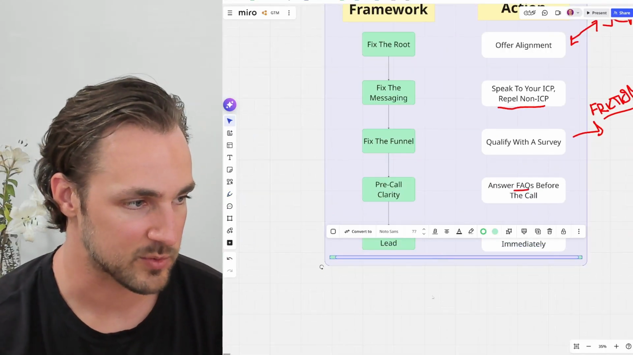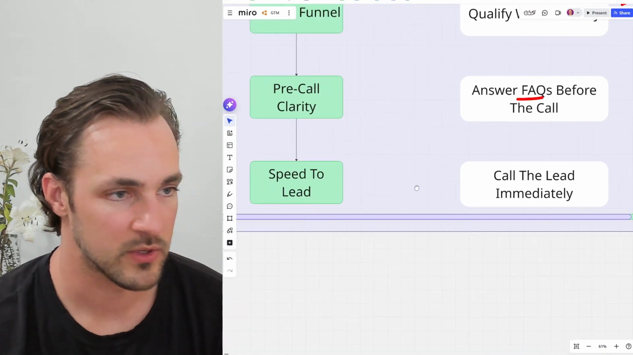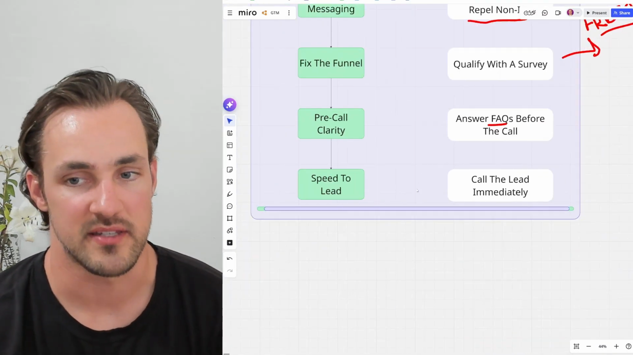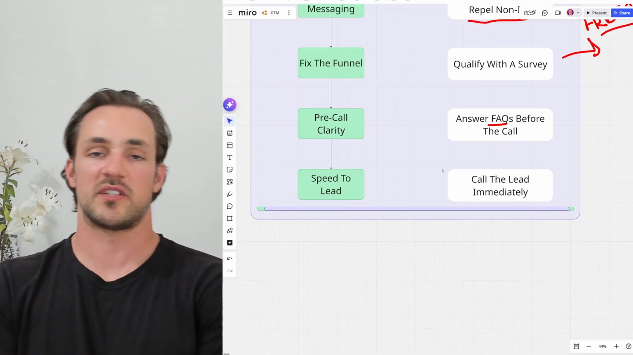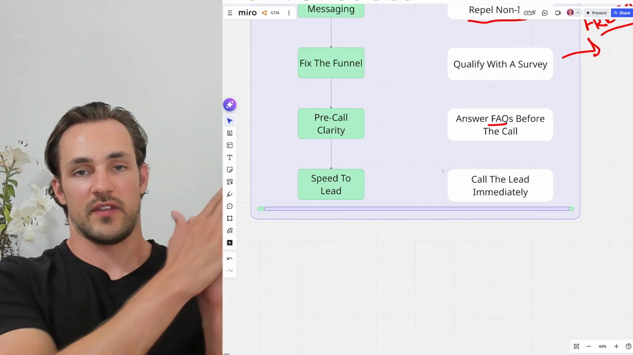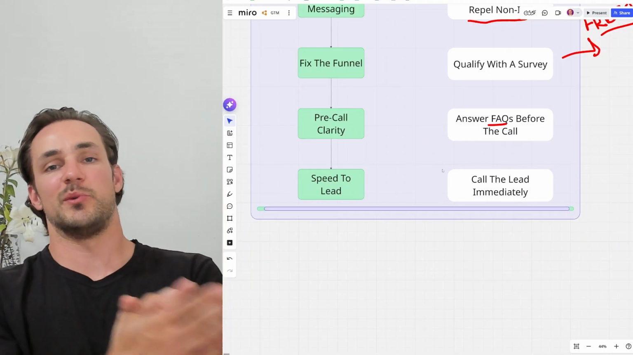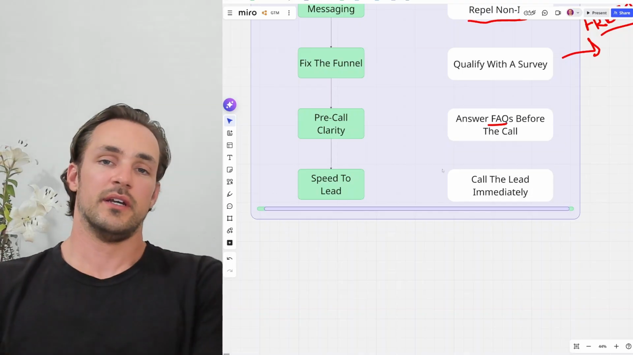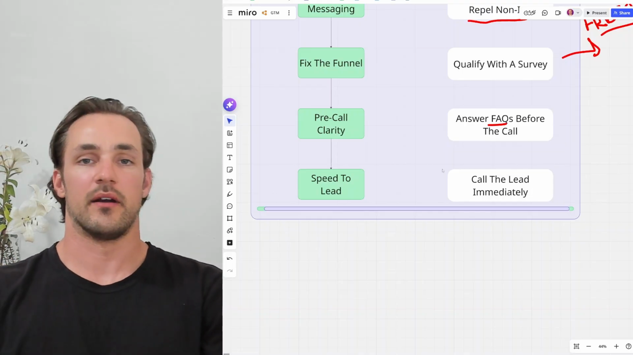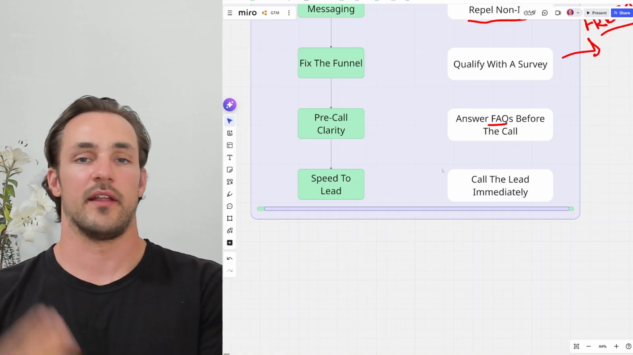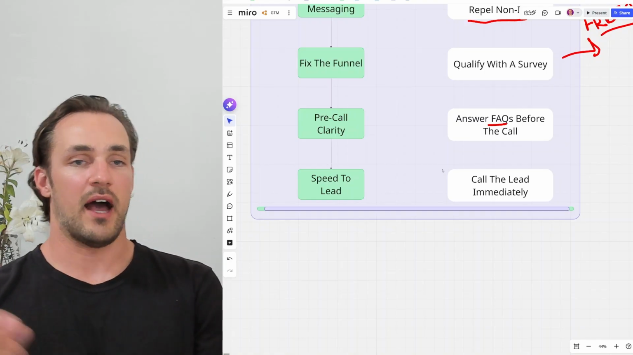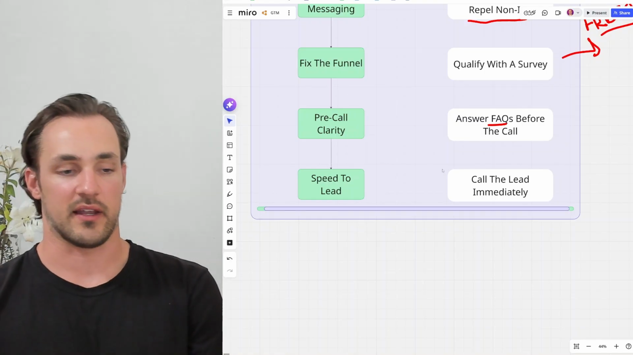Now, the last one here, this one is a favorite of mine, and it's simply speed to lead. Now, what is speed to lead? It is the time it takes for you to actually get in touch with your lead. The faster, the better. When the lead is generated and they are sent into your CRM, have your sales rep call them within 60 seconds.